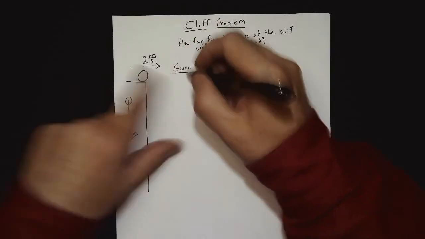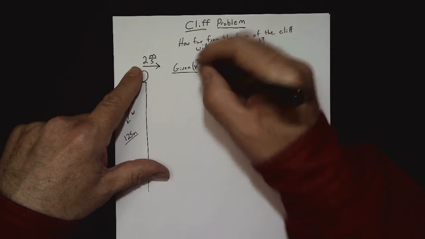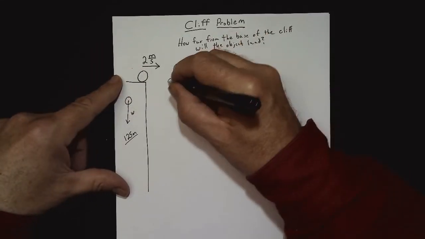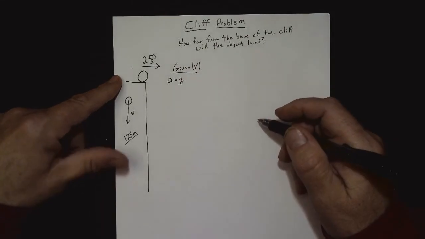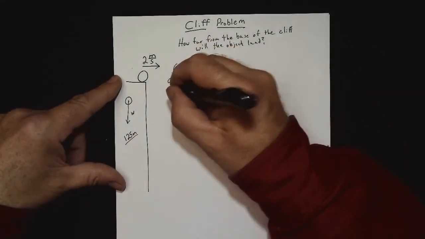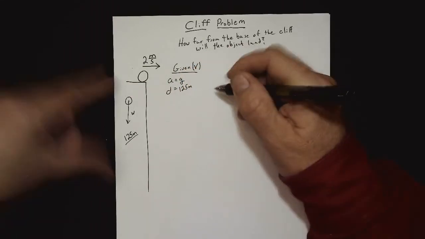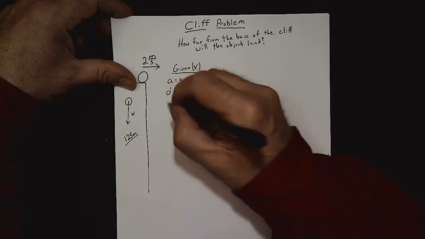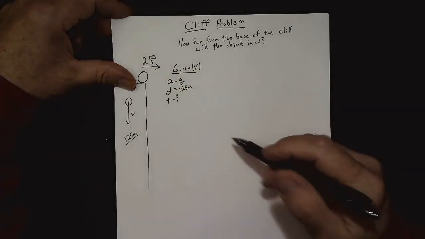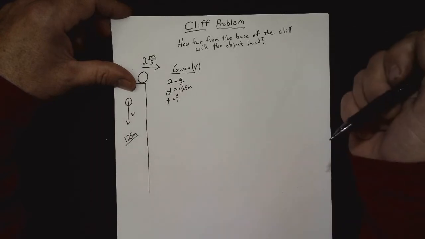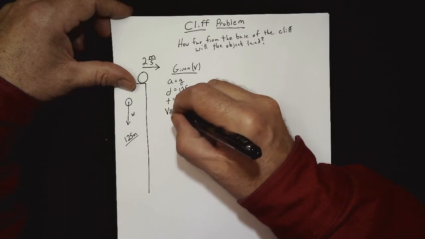So to find the time of flight, we need vertical givens. So let's see, what do we have vertically? Well, we know that it's going to be accelerating, and that acceleration is going to be gravitational acceleration. Great. We know the distance. The distance is 125 meters. We know we're looking for the time, but there has to be one other given because these don't relate without one other given. And sure enough, the other given is our initial velocity.